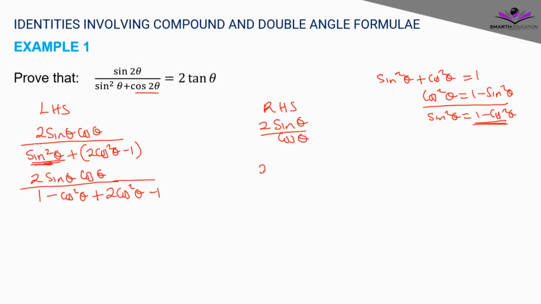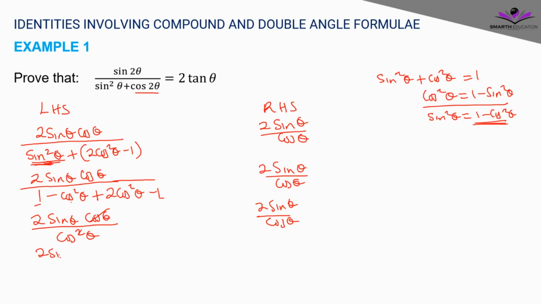Then this side is 2 sine theta cos theta. Then negative cos squared theta plus 2 cos squared theta, that is cos squared theta, isn't it? And then 1 minus 1 is 0. So we remain with 2 sine theta cos theta over cos squared theta. And then we can divide this: 1 cos theta here, we take 1 cos theta there. We remain with 2 sine theta over cos theta. And this side also is 2 sine theta over cos theta. Okay, we can leave it like this.